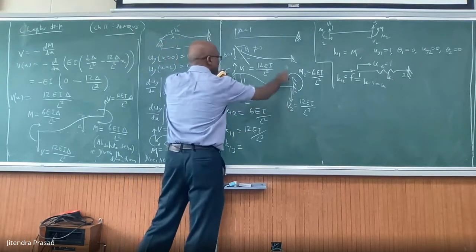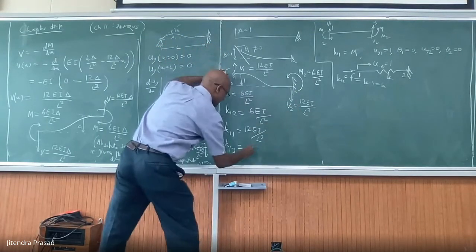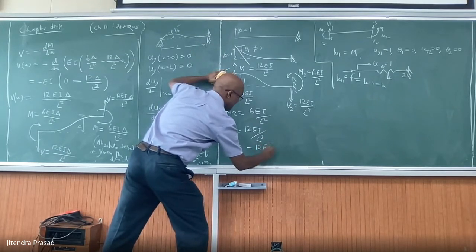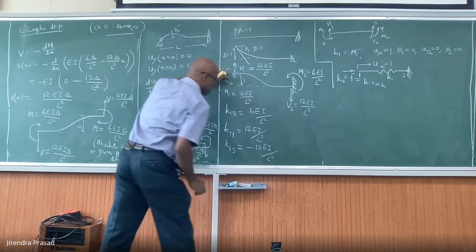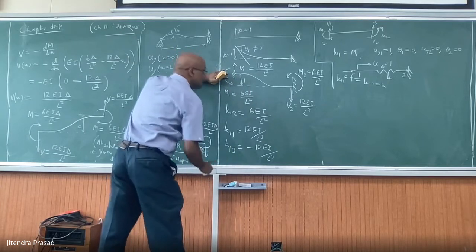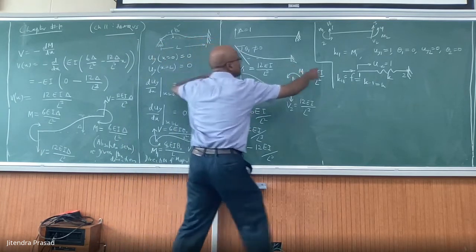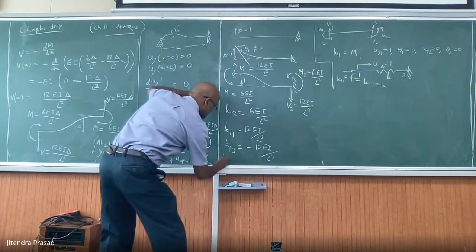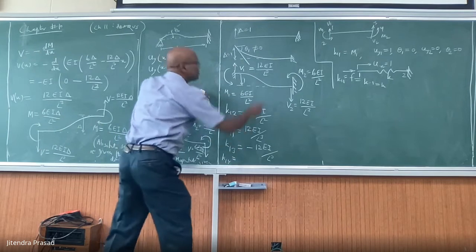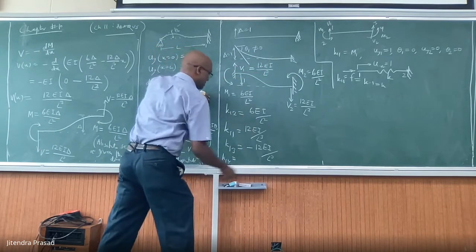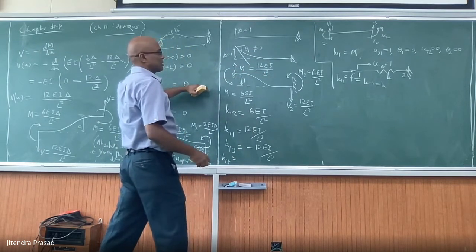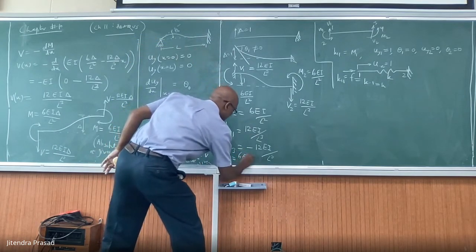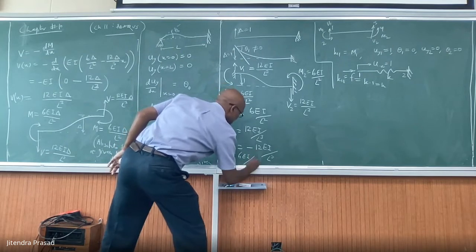K13, 3 is this direction, which is minus, right? Minus 12EI over L cube. And K14, 4 is this. Yeah, anti-clockwise. So K14 is equal to, it will not be minus since it is anti-clockwise, no? Yeah, so it will be 6EI over L square.